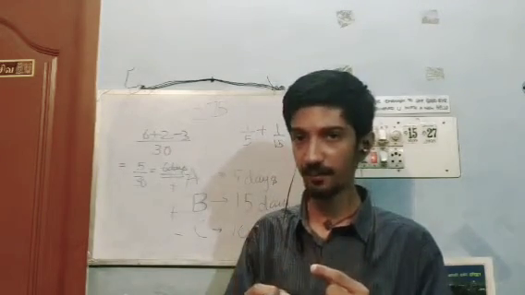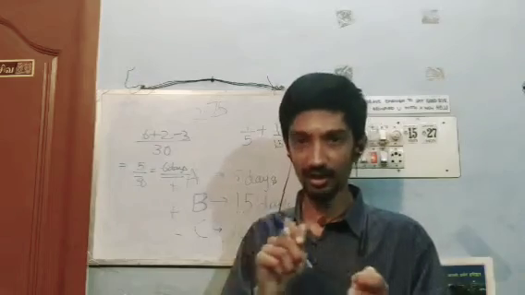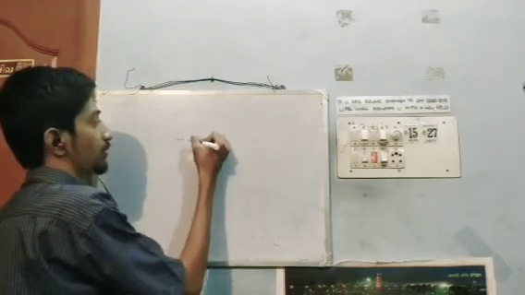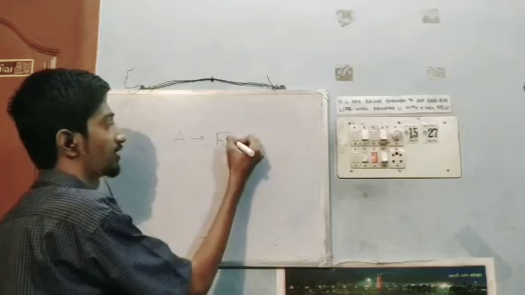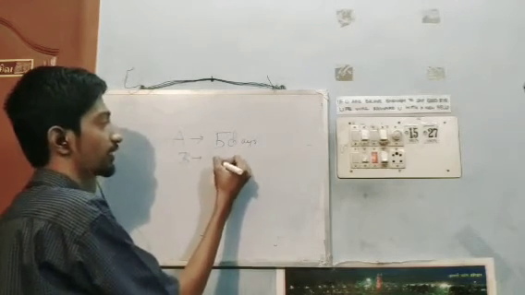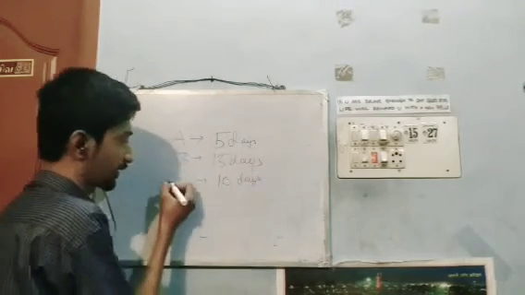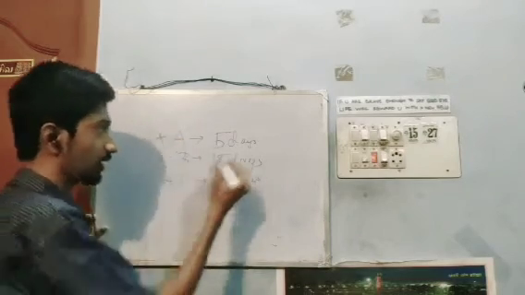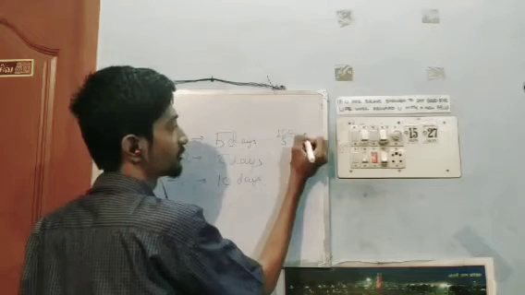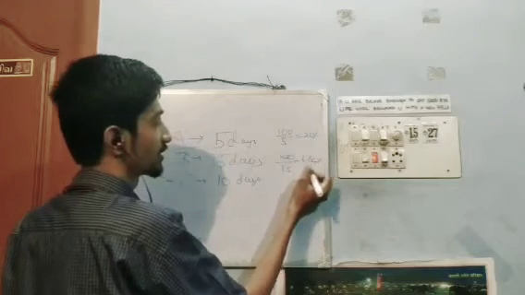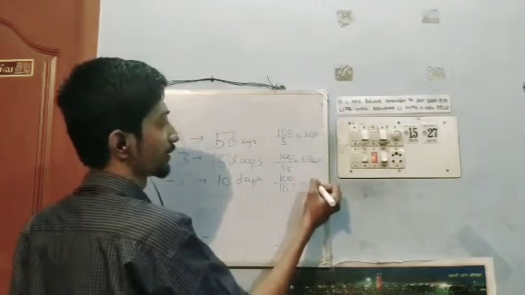Now let us see the same example as a percentage and check whether the alternative approach is working here as well. Let us check out. A takes 5 days, B takes 15 days, and C takes 10 days to destroy it. Remember, these two are plus, this is minus. Now when we convert it to percentage, it will be 100 by 5, which is 20%. 100 by 15, that is 6.66%. And 100 by 10, it will be 10%.